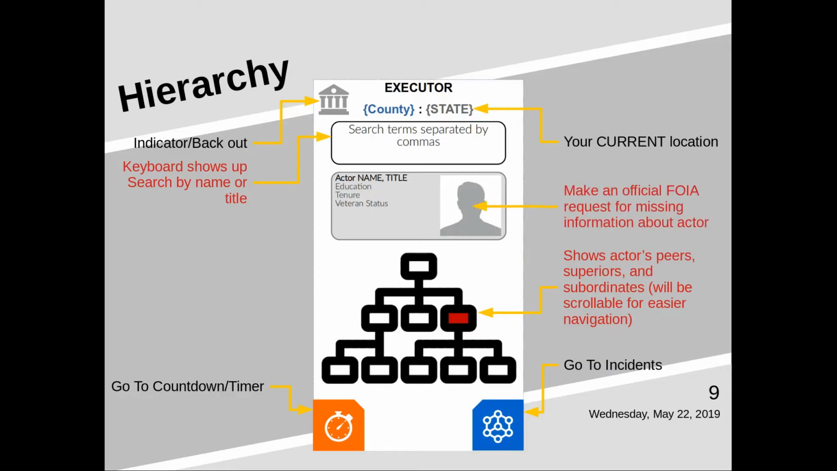And then this is just an idea to touch on the actors who we're looking up. When it populates who the actor is, you're able to touch on that person's name or their picture or whatever the identifier would be. And in case there's missing information on this actor, you'll be able to make a FOIA request directly online, and it should get to the appropriate agency as a result. Again, this is an idea.